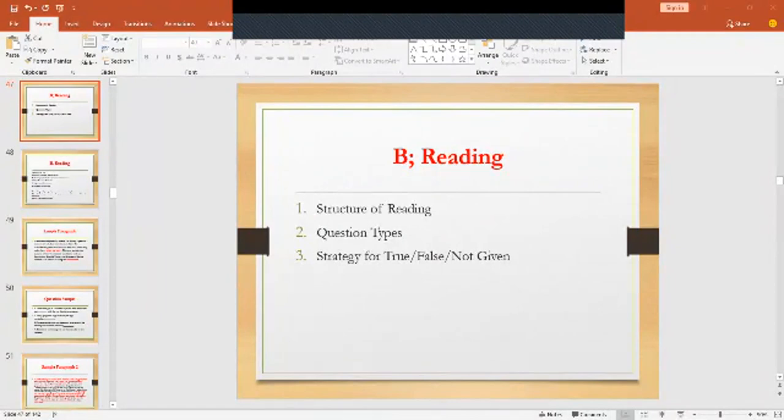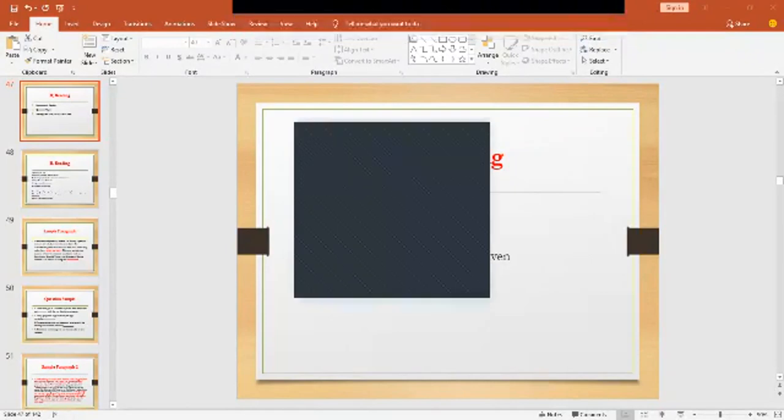In the question types, I'll be laying emphasis on matching tasks, because I know that is one of the tasks in IELTS reading, and also the true, false, not given. So that's it. Now I will be transiting into the proper lecture.